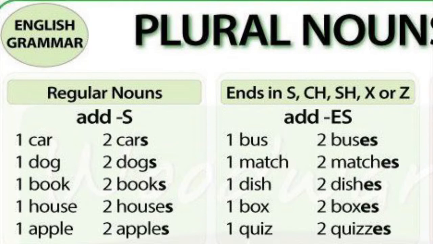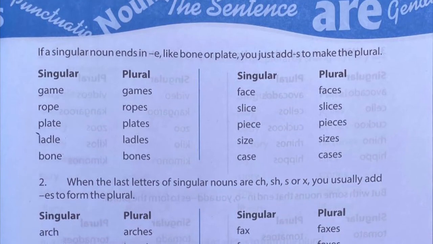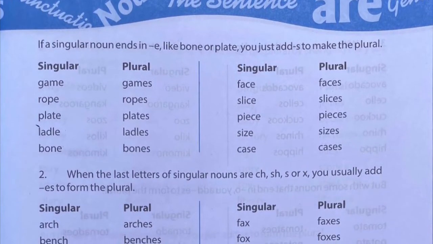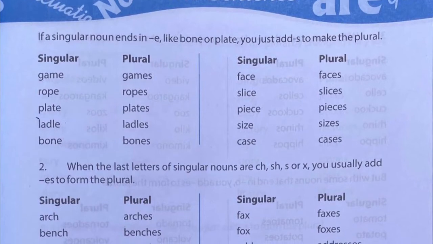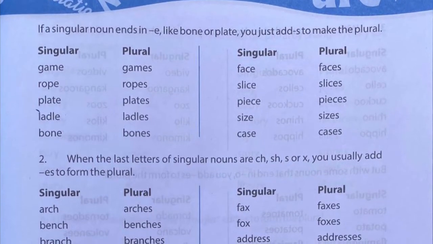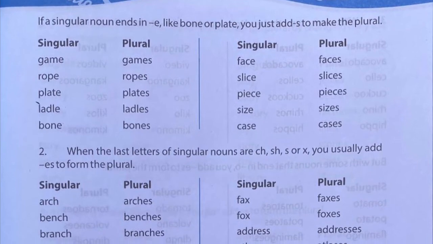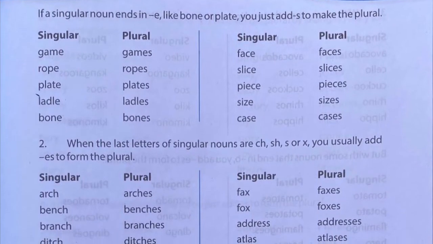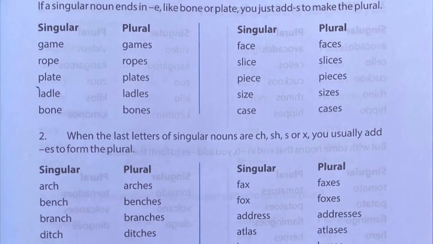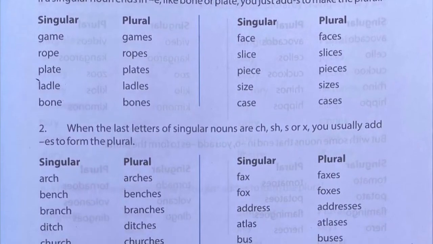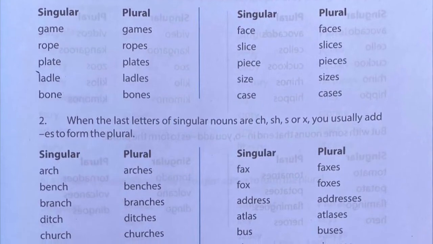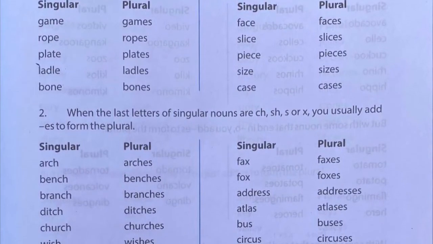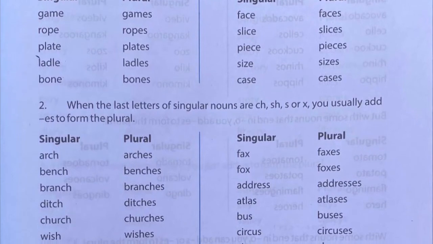Okay, and next if I talk about page number 41, please keep this thing in your mind: if ch gives the sound of k. Here are the words which are giving the sound of ch, like bench, branch, ditch, church. In all these words, the letters ch are giving the sound ch. But if in any word ch gives the sound of k, then we will add only s to make the plural. Please keep this thing in your mind.